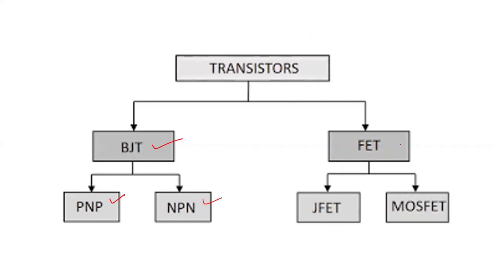The other type is field effect transistors, which can further be classified into two types depending upon the design of the transistor. One is the JFET, the junction field effect transistor, and the other is the MOSFET, the metal oxide semiconductor field effect transistor. So these are the three basic transistor types that we will see. We will discuss more about it later.